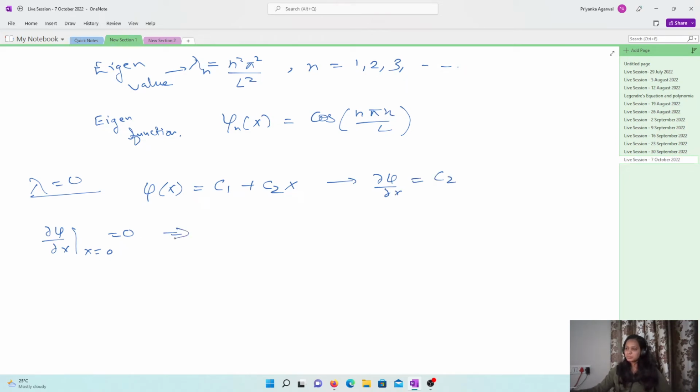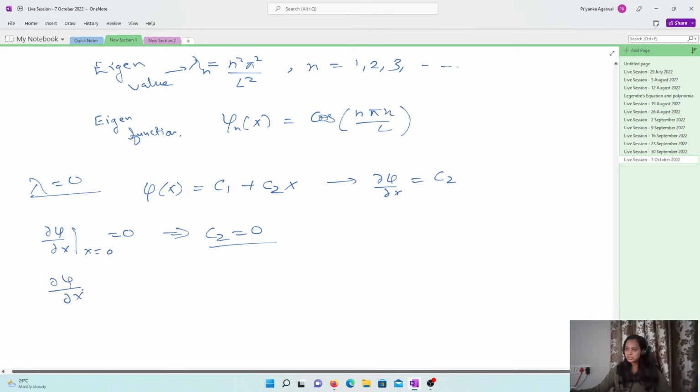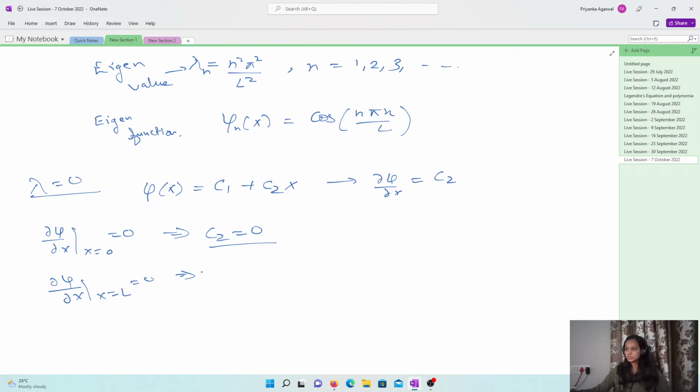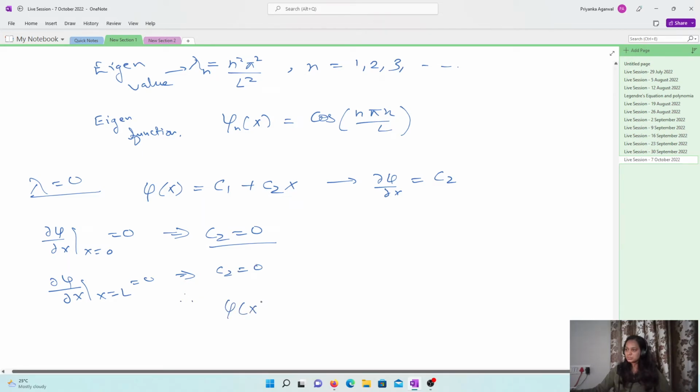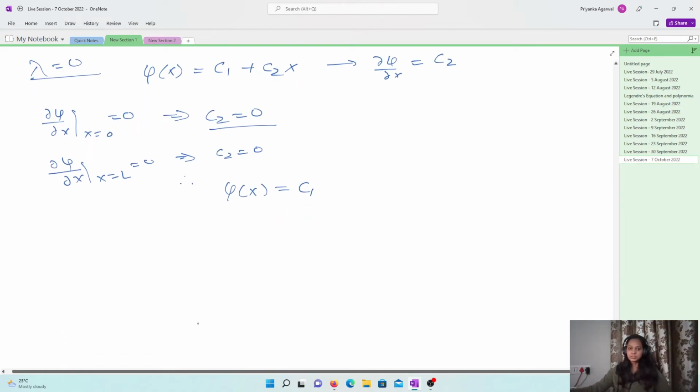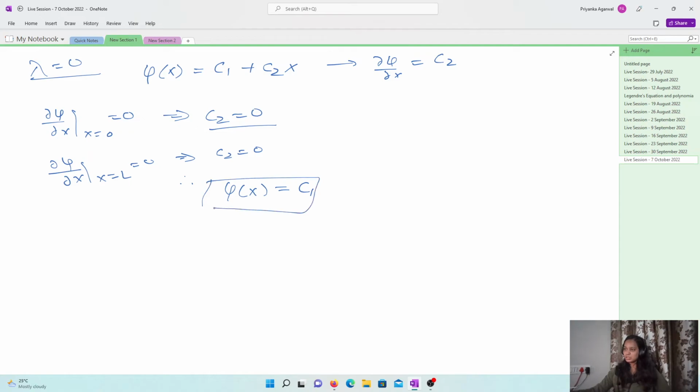So this would imply that C2 equal to 0, right? Therefore, and del psi by del x at x equal to L equal to 0. This also means C2 equal to 0. So therefore, psi of x equals C1. Now note that this will trivially satisfy the second condition. You also see that it's satisfying.